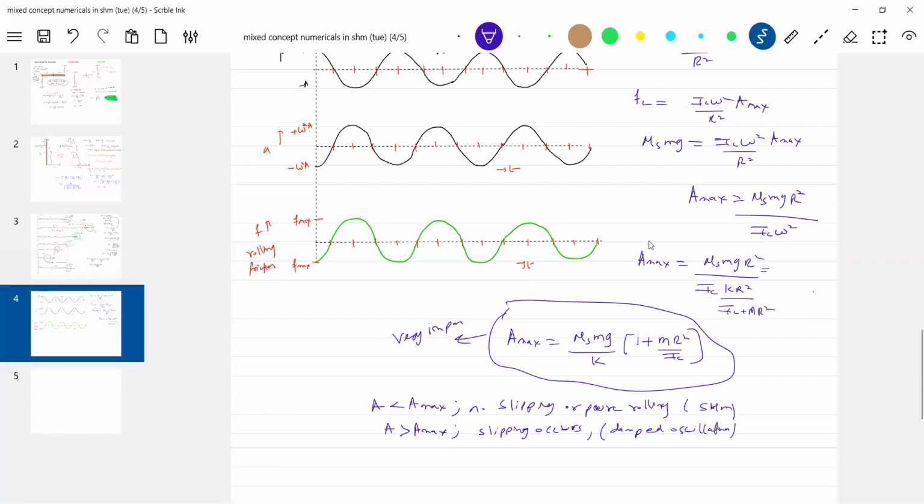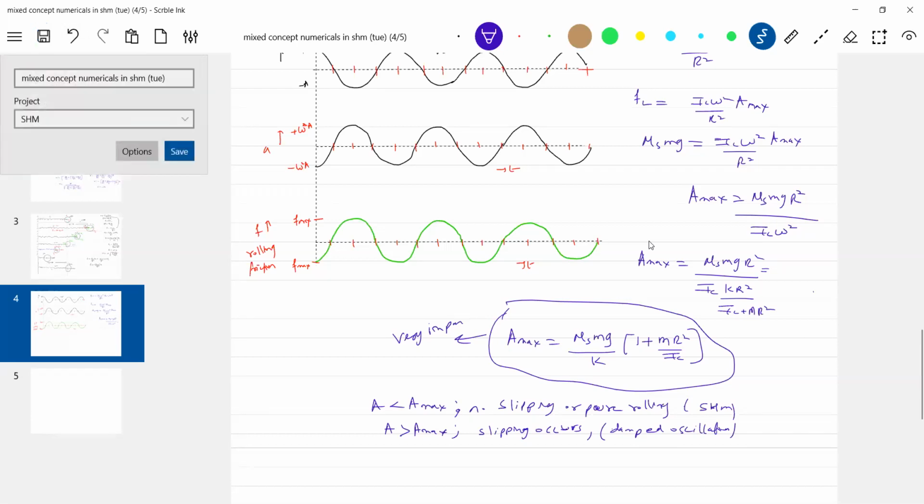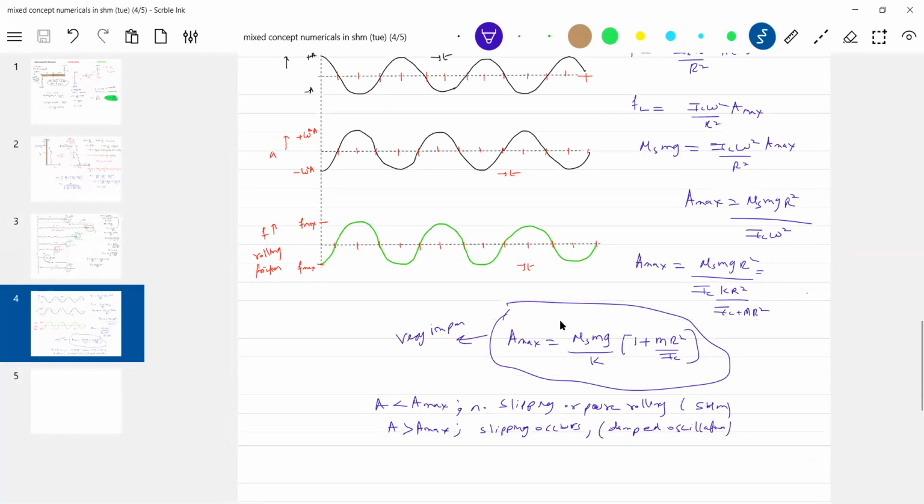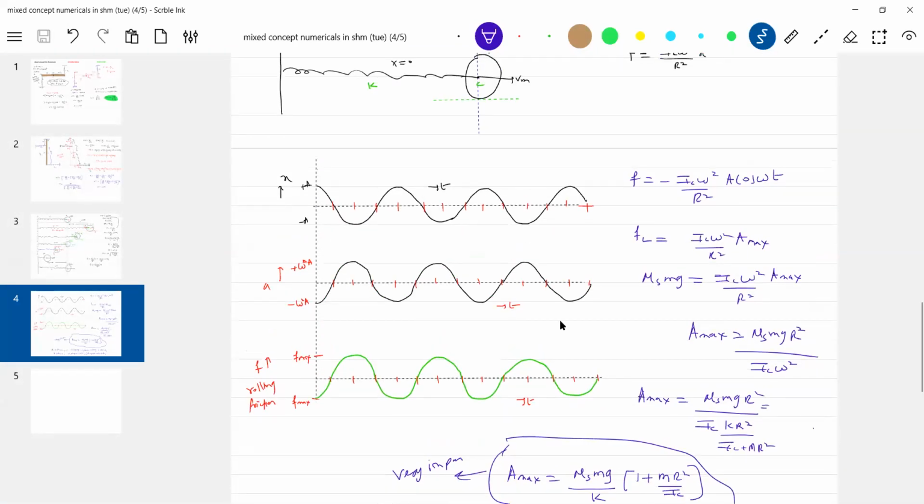Energy will not be conserved. The amplitude will keep on decreasing and finally come to rest here. I just wanted to give the exact idea of this particular rolling. There's one basic problem I picked up. It can be any rigid body. Springs can be connected anywhere.